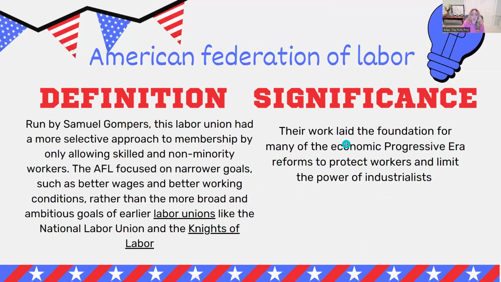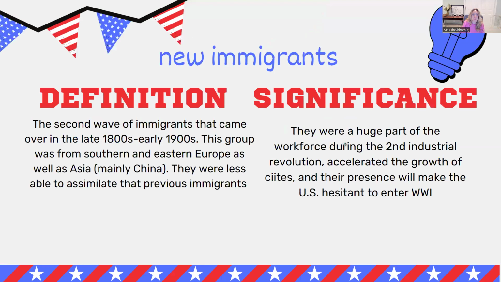The American Federation of Labor, or the AFL. So we just want to focus on the Knights of Labor mentioned, but one other labor union. This was run by Samuel Gompers. This labor union had a more selective approach to membership by allowing only skilled and non-minority workers. Still around today, the AFL focused on a more narrow goal set, such as better wages and better working conditions, rather than the more broad and ambitious platforms in earlier unions like the Knights of Labor and the National Labor Union. So why do we care about them? It's the fact that they're still around today. Their work laid the foundation for many of the economic reforms that will be put forth and passed in the progressive era, and all of them that have to deal with protecting workers' rights and limiting the powers of monopolies.